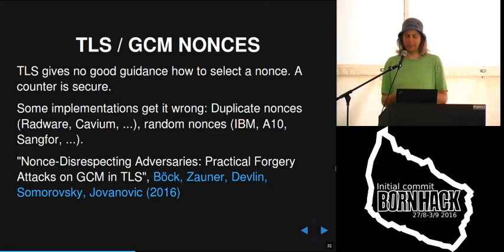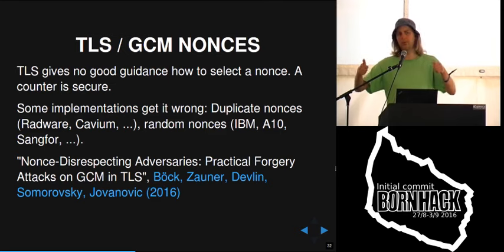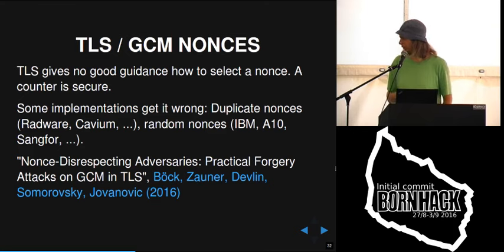It turned out some implementations get it wrong. We found a couple of servers that were just sending duplicate nonces. Some of them were always using 0. Some of them had the first two values the same and then used a counter, and all kinds of other things. We were able to identify 3 vendors, but for one of them it's not disclosed yet. The other 2 were Radware and Cavium.